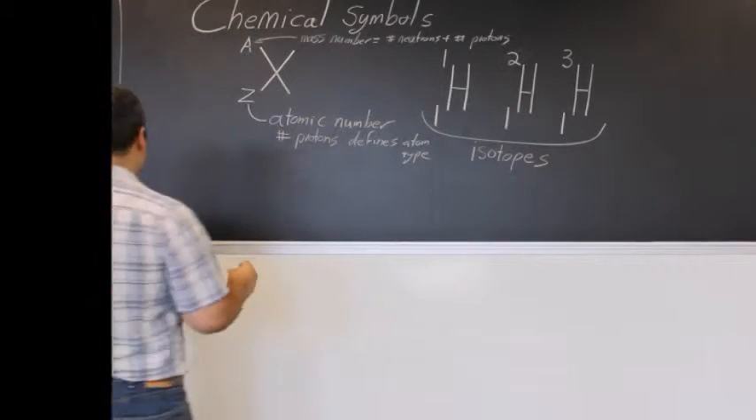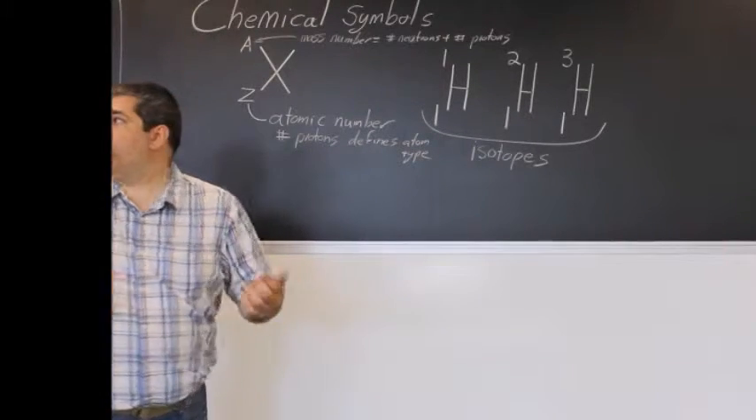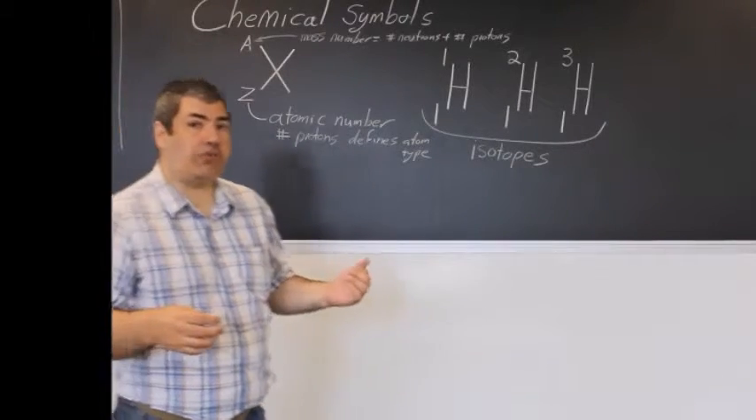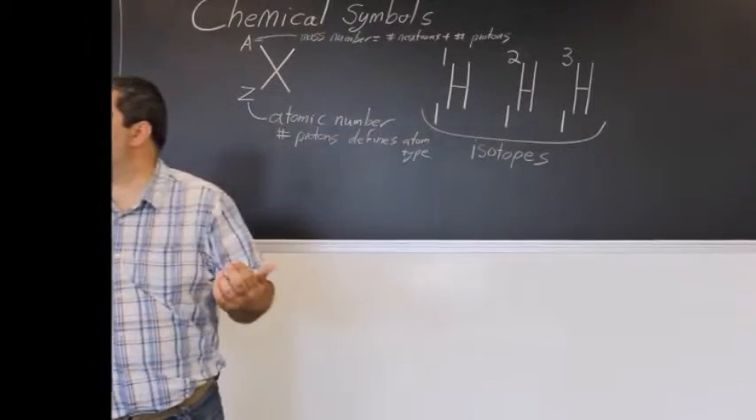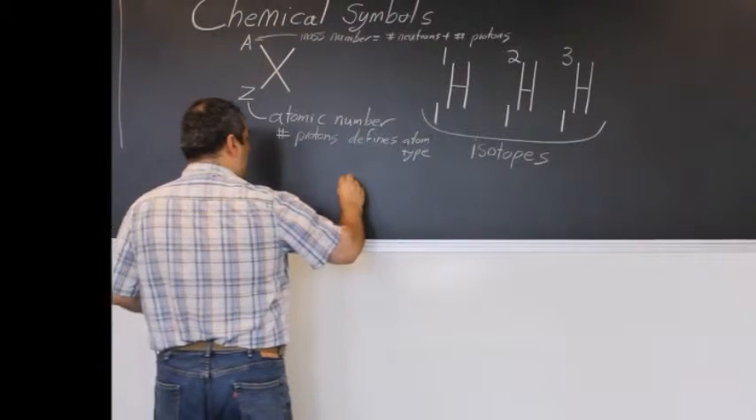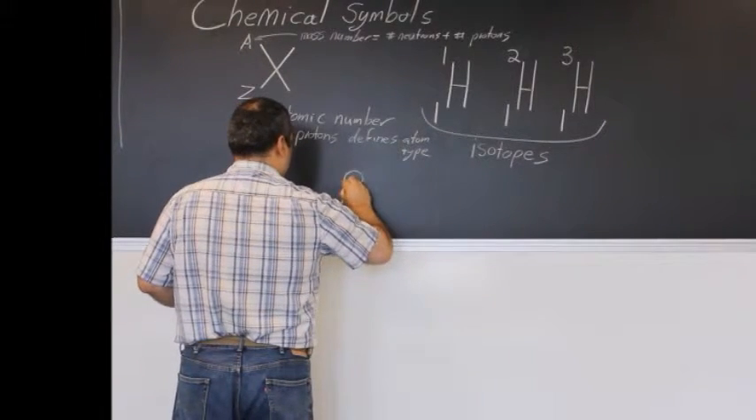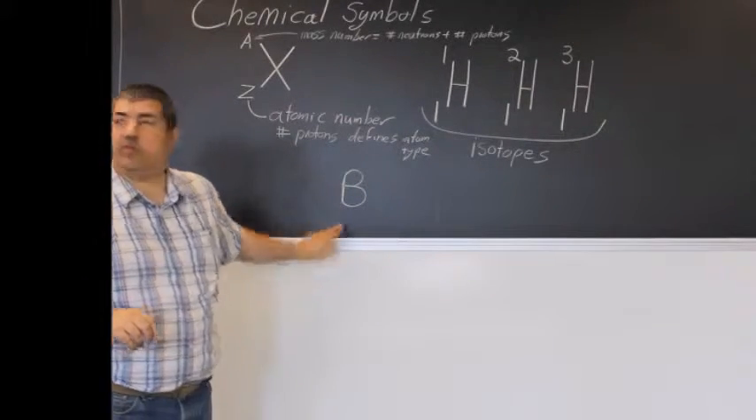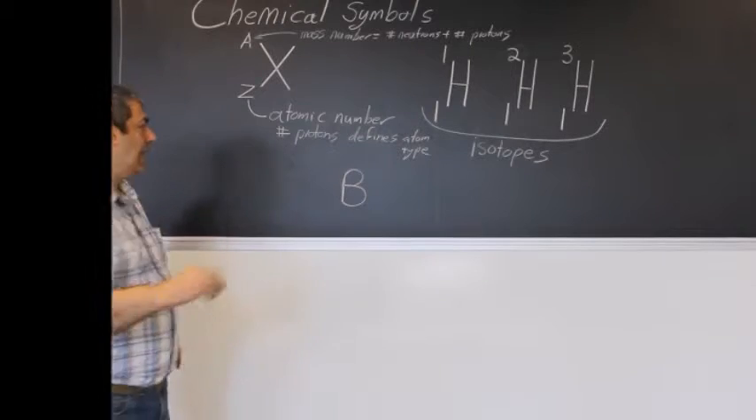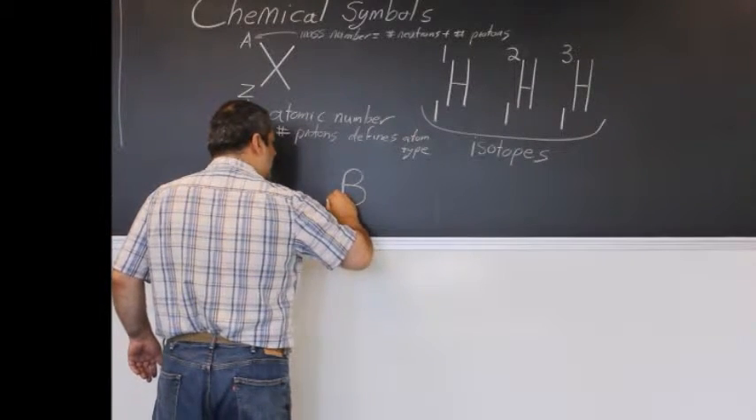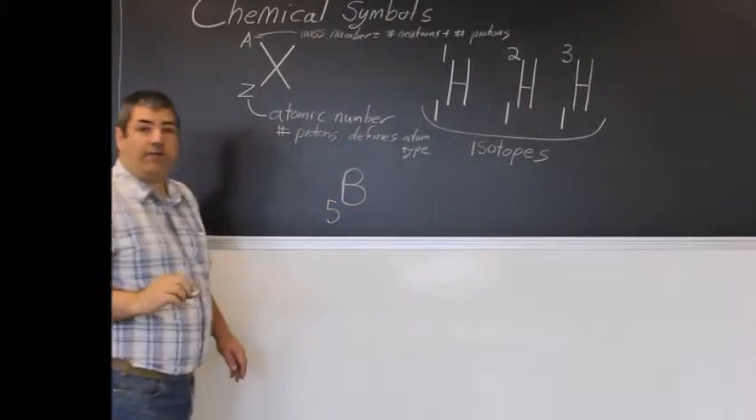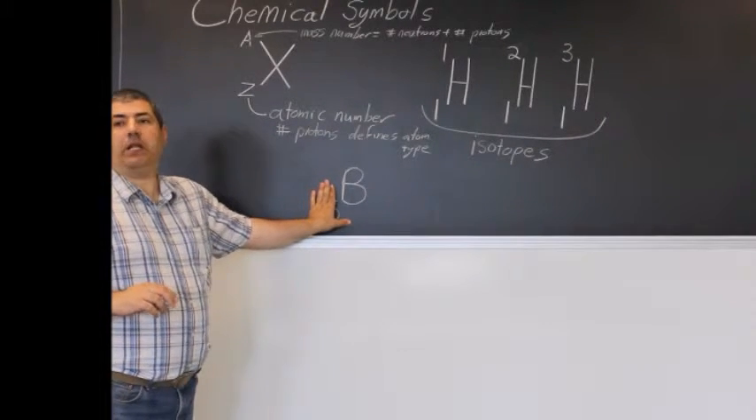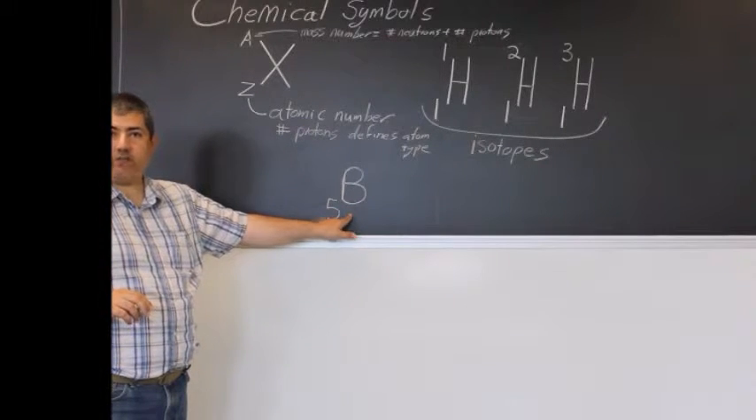So you can have isotopes of virtually any element on the periodic table. Not all isotopes are possible, but there are many examples. Boron. So now, when I write the symbol B, that tells me it's boron. When I look on the periodic table, I can see that it has a Z of 5 protons. If I leave this number off, it's implied that Z is 5 because it's boron.